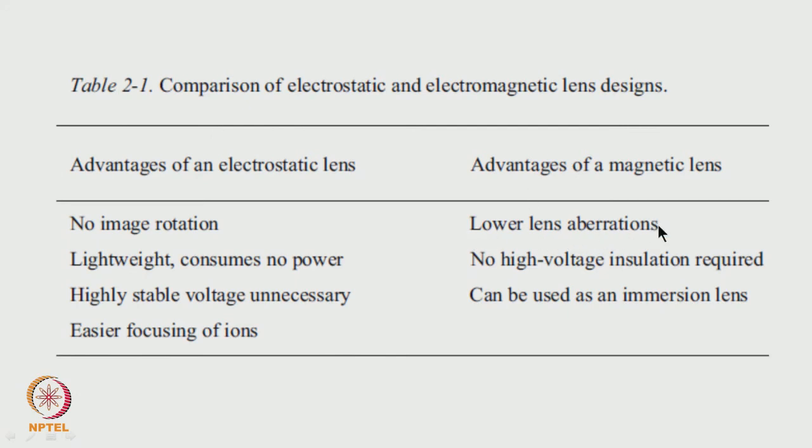The aberrations can be lowered considerably, that is one advantage. In electrostatic lenses the aberrations are high, though no high voltage insulation is required, whereas when the power supply becomes very high for high energy electrons, the insulation becomes massive in size. Another advantage is that a magnetic lens can be used as an immersion lens, where the sample itself can be inserted into the lens. These are all the advantages.